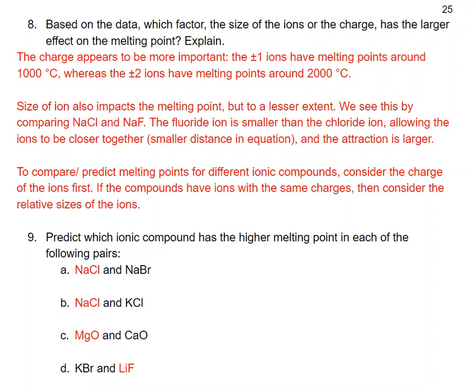If we look at the fluoride ion versus the chloride ion, the fluoride ion is smaller. That allows the ions, those charges, to be closer together, and then you have a smaller distance in the equation, so we get a bigger attraction there. If you want to compare or predict melting points for different ionic compounds, first consider the charge of the ions. And if the ions have the same charges, then you should consider the relative sizes of the ions.